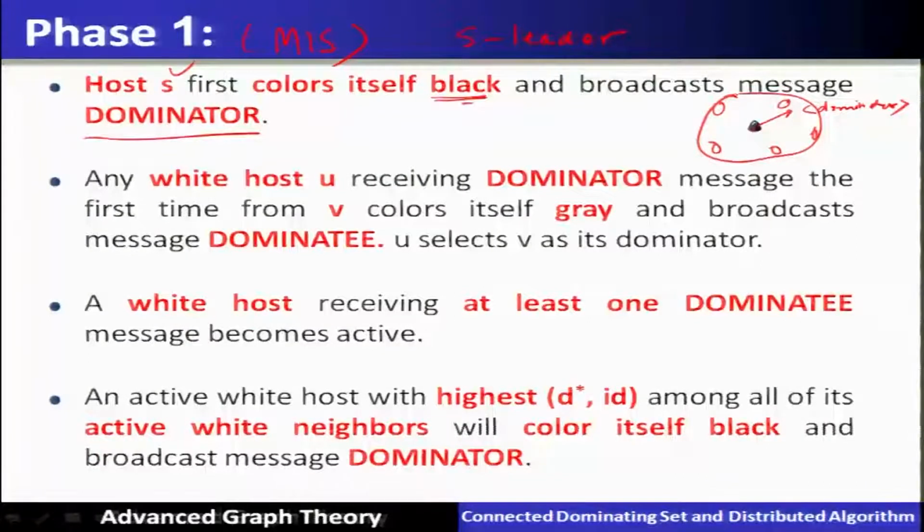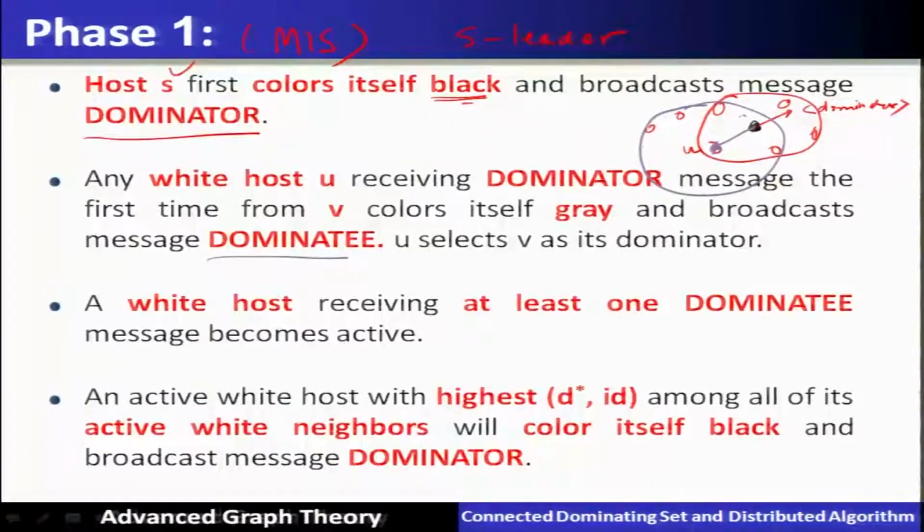Now, any white node U, receiving the dominator message for the first time from a vertex V, will color itself gray and broadcast a message which is called a dominatee. This message will be broadcast in its communication range, and U will select V as its dominator.